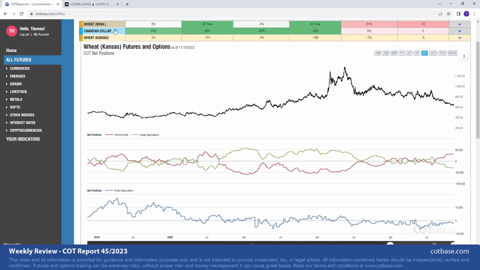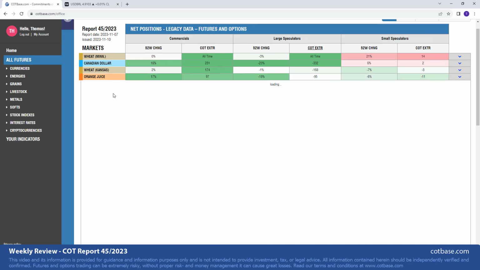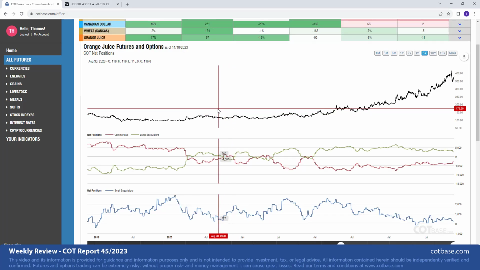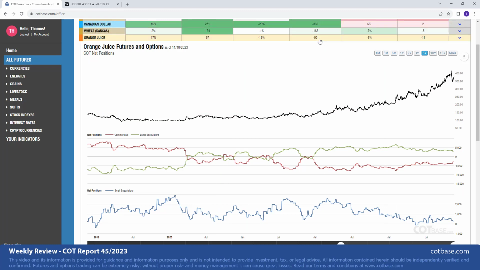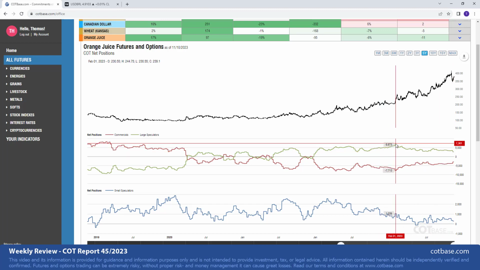The Kansas City wheat, you know what, we're going to jump over that. It's pretty much going to correlate with the Minneapolis wheat. I just want to show you another market. And here we have orange juice. Orange juice, 95 report extreme. So it's not that exciting, to be very honest with you. If you take the horizontal line, you can see that we have seen greater bearish extremes in the past.